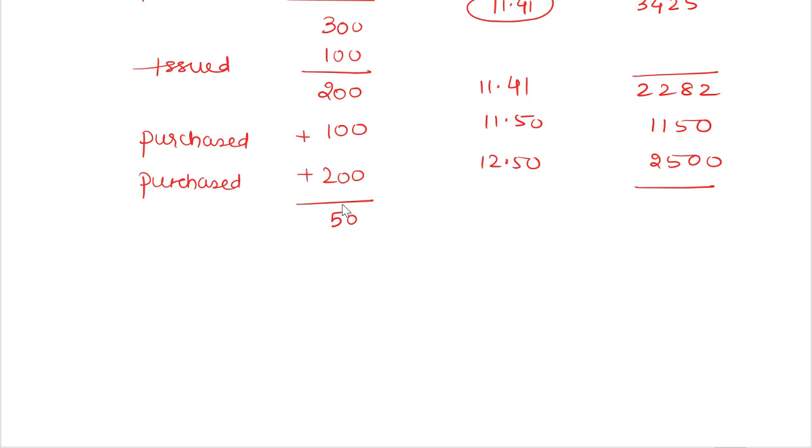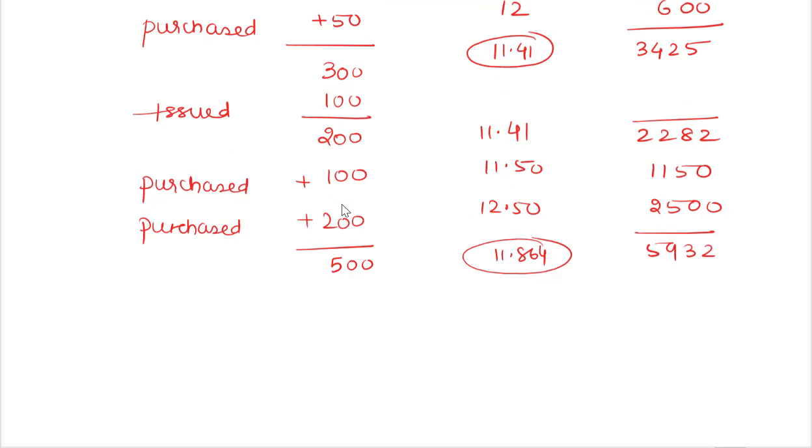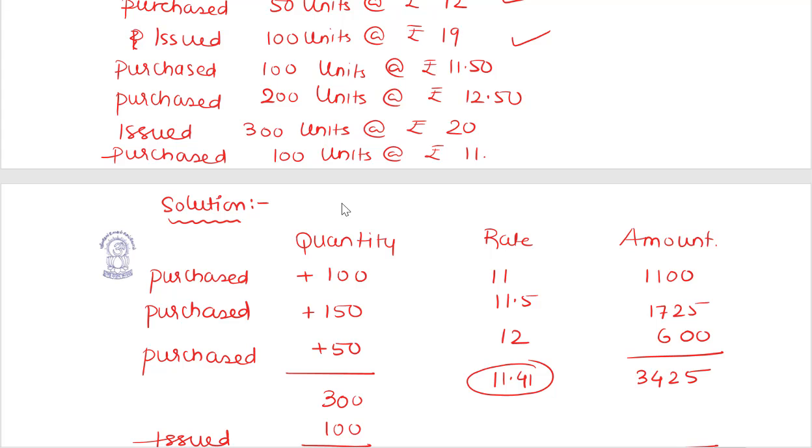Let's do a quick total. 500 over here, 2282 plus 1150 plus 2500 is 5932. Let's do a quick average. 5932 divided by 500, 11.864.